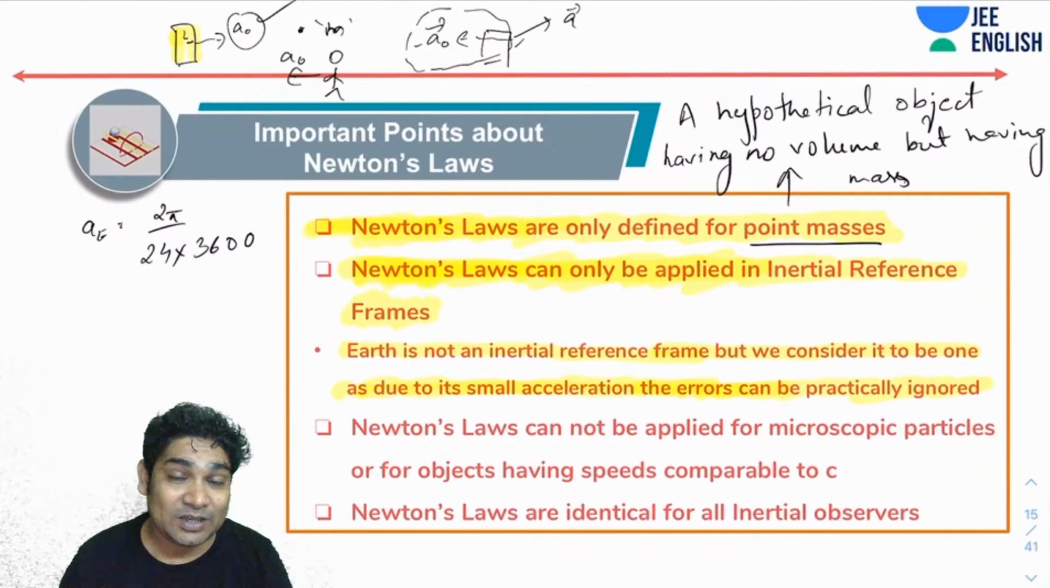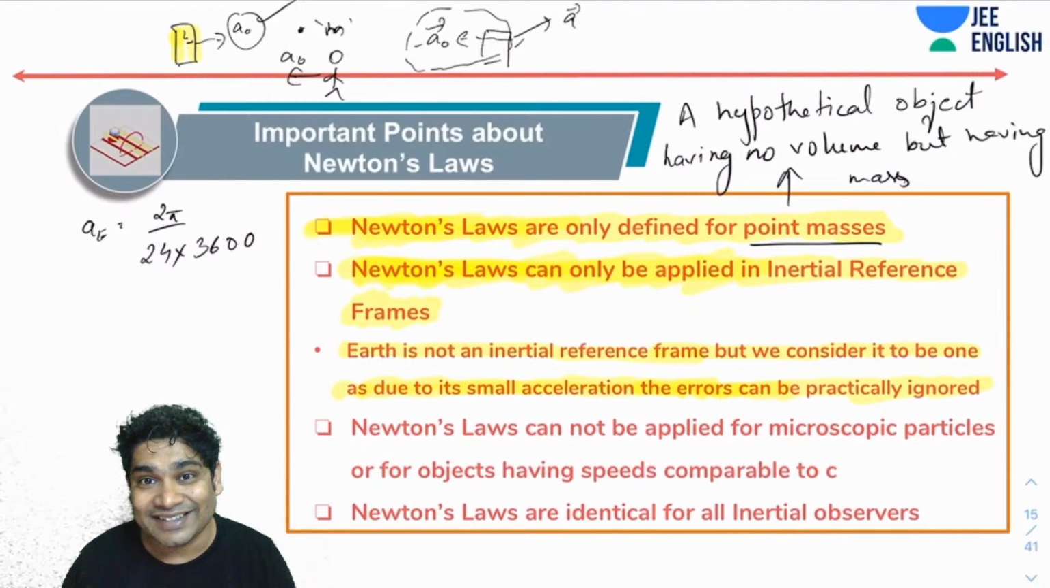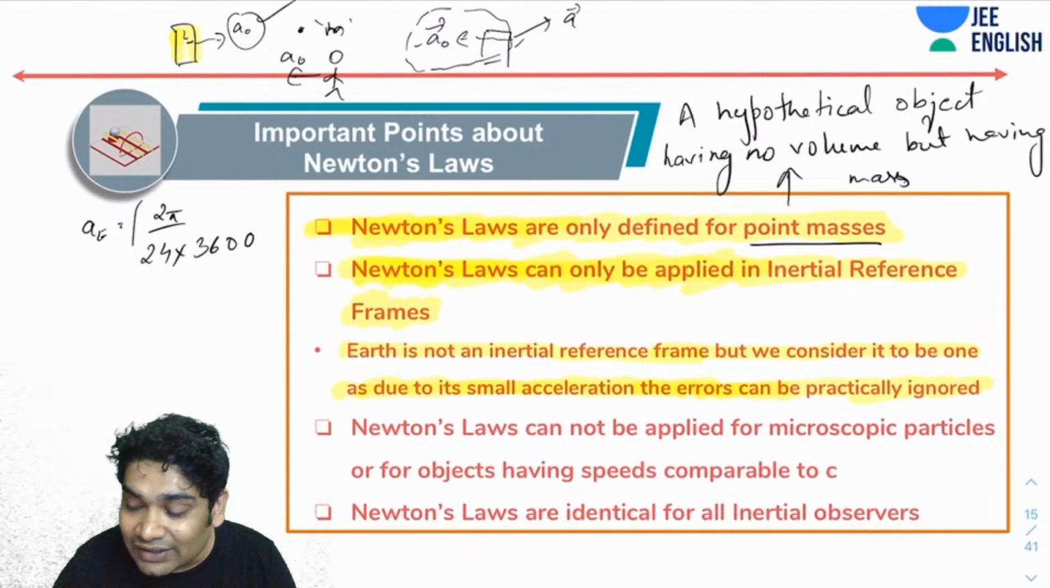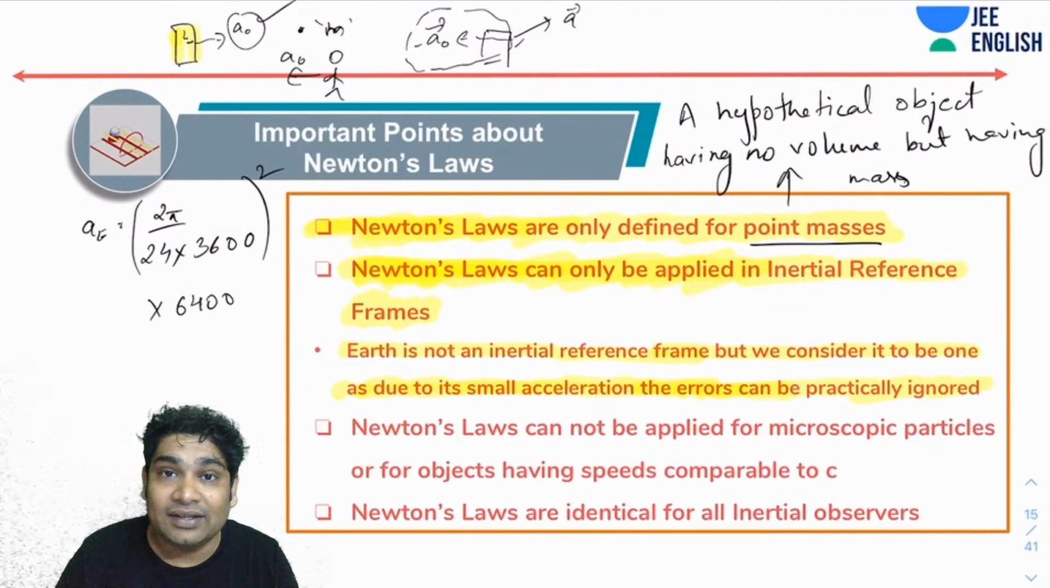So Earth rotates by 2 pi in every 24 hours. 24 hours is 24 into 3600 seconds. So this is the omega of Earth. So if you square this and multiply it with the radius of the Earth, then this is the acceleration that you get because of rotation.